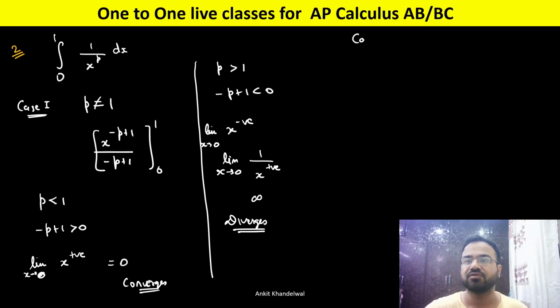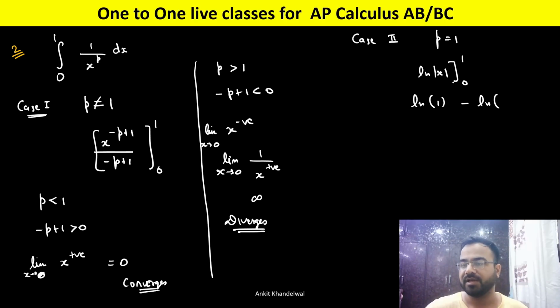Now case 2, when p is equal to 1. When p is equal to 1, the integration will be ln of mod x, and the limit is going from 0 to 1. So in this case, how are we going to solve it? It is ln of 1 minus ln of something going towards 0, and since 0 is the lower limit, we approach 0 from the right hand side. Ln of 1 is already 0, minus ln of something going towards 0.